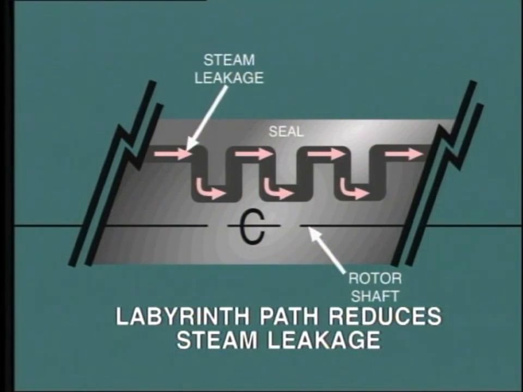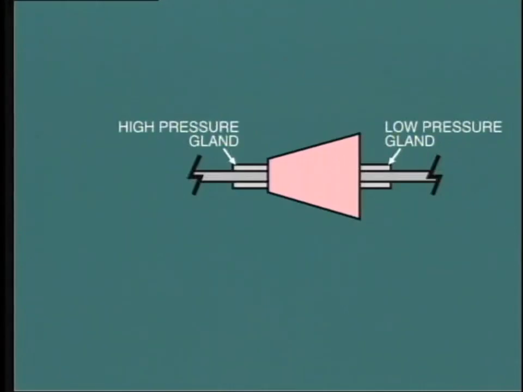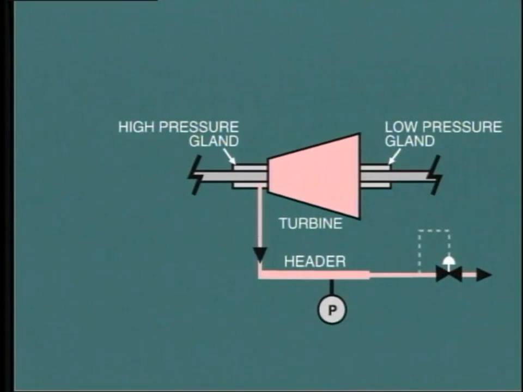Even so, there will still be some leakage of steam at the high pressure end through the gland seal. This leakage steam is extracted from the gland and fed into a low-pressure extraction point. The leak-off valve automatically adjusts the pressure within the gland steam header to maintain approximately 5 psig. But even at that low pressure, there will still be some leakage along the shaft into the turbine room.